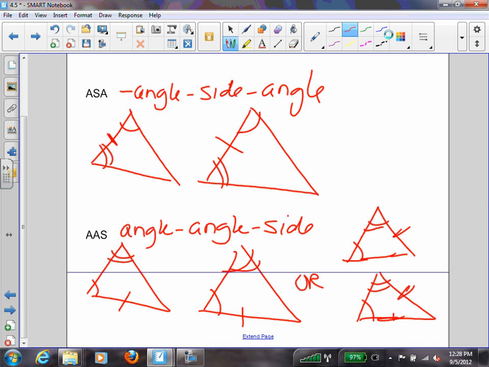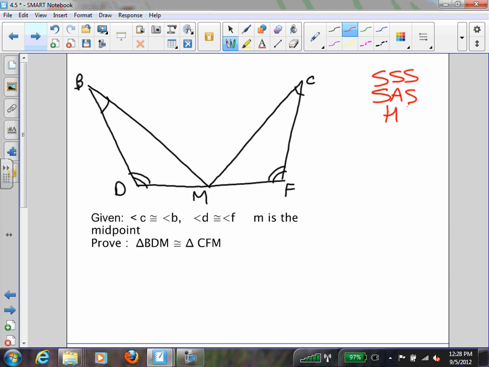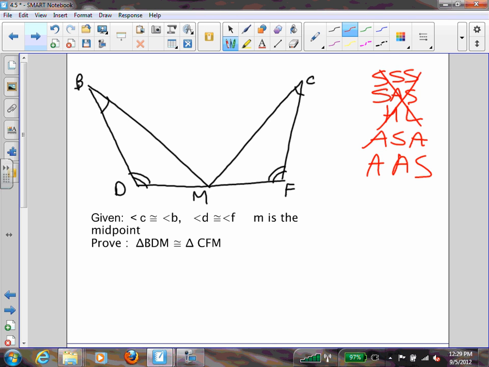All right, so let's try a proof. I give you that angle C is congruent to angle B, and angle D is congruent to angle F. Currently we have side-side-side, side-angle-side, hypotenuse-leg, angle-side-angle, and angle-angle-side. Which one are we never going to have? Angle-side-side, right. That's one that's never going to be an option. I'm given two angles, which means I'm right away going to eliminate the first three, because if I'm given two angles, I'm going to want to find the side, because those are my two options.